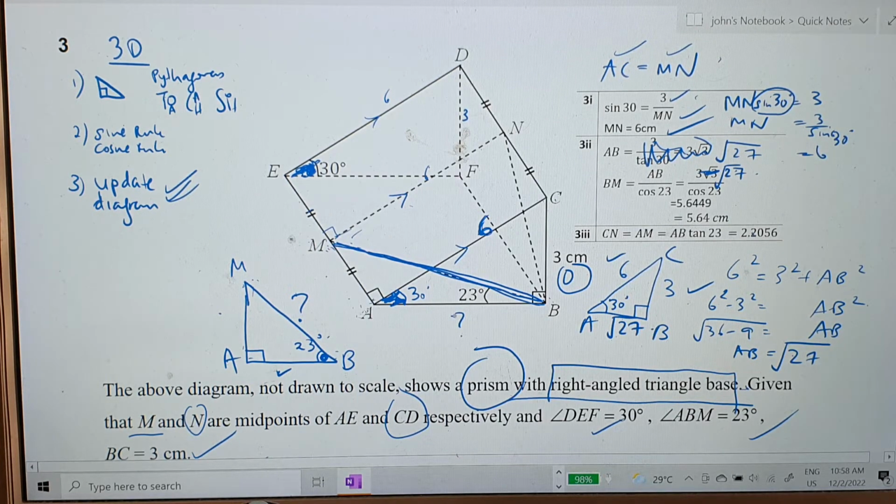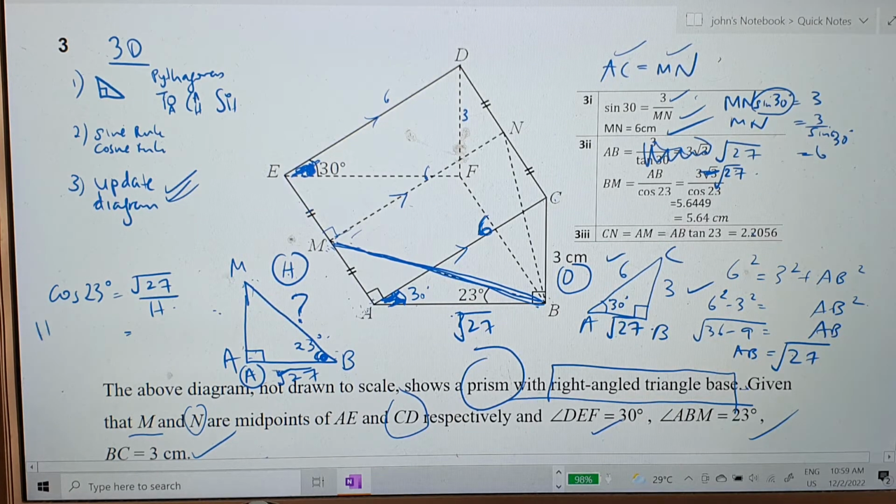Update your diagram. Now I know that the AB, the original triangle that I'm interested in, is square root 27. Does that help me? Of course. I want to find this angle, right? This is my hypotenuse. And I know that this is opposite, so this must be adjacent. Oh, A and H, cosine of 23 degrees is equals to square root 27 over hypotenuse.